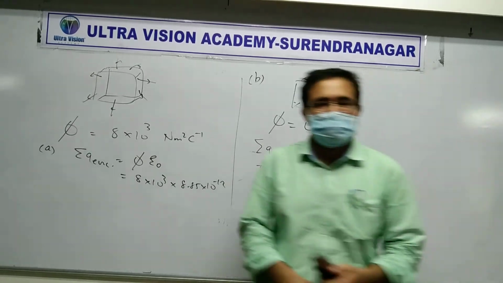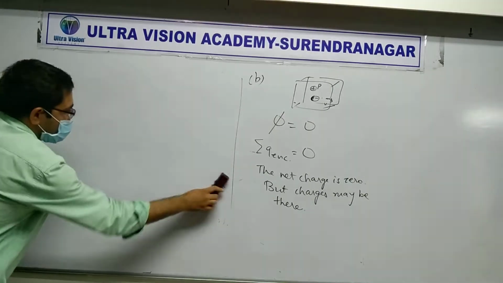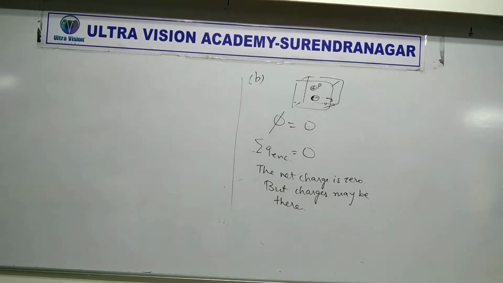Now, an example. Favorite MCQ from this chapter. Question 8. A point charge plus 10 microcoulomb is at a distance of 5 cm directly above the center of a square of side 10 cm, as shown in the figure.